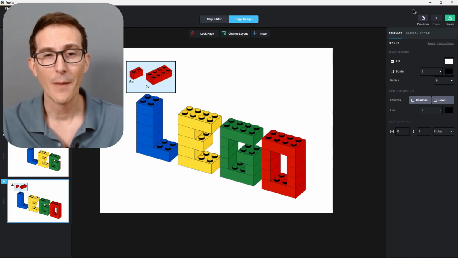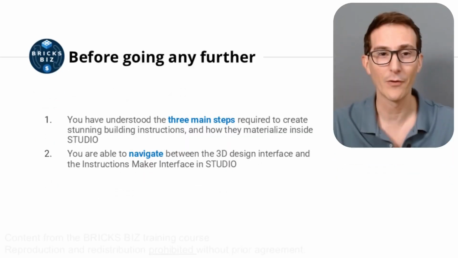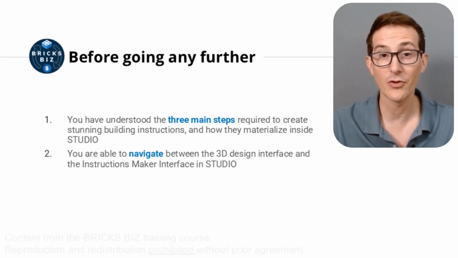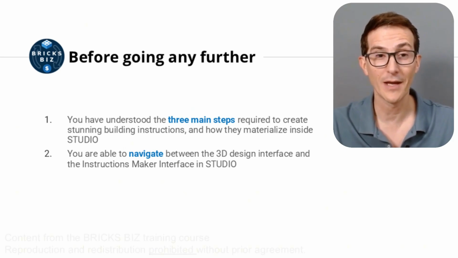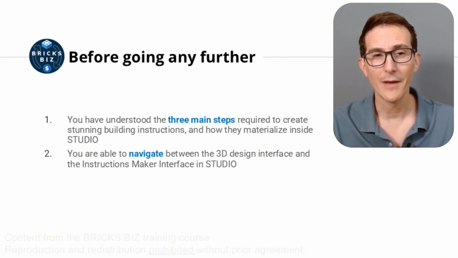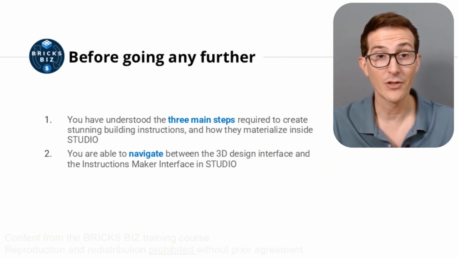Once again, we'll be coming back to all the features of this second interface in more detail in this week's lessons. So now that we've taken a quick look at the two interfaces' structure, we'll be deep diving into their content as part of this week's lessons to create professional building instructions. Before moving on to the next lesson, it's important to ensure that you have understood the three main phases involved in creating building instructions. I invite you to open your Studio software and navigate between the building interface and the instructions maker interface. Once you're familiar with this navigation within the software, I'll let you move on to the next video, in which we'll talk about the best way to divide your 3D model into building steps. See you in the next video.